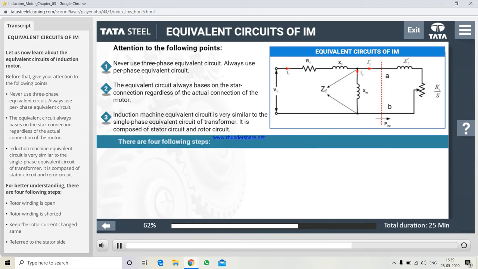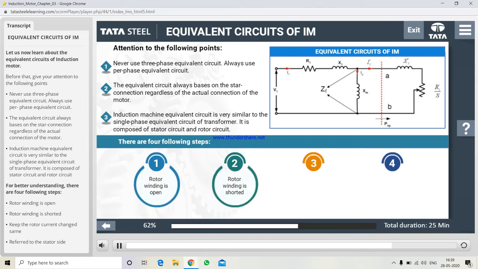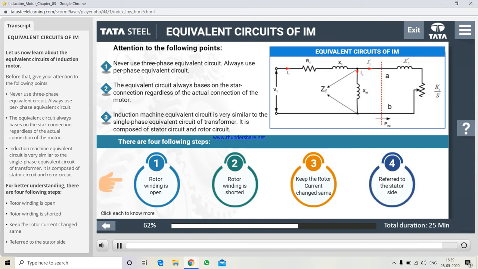For better understanding, there are four following steps. 1. Rotor winding is open. 2. Rotor winding is shorted. 3. Keep the rotor current same. 4. Revert to the stator side. Click each to know more.